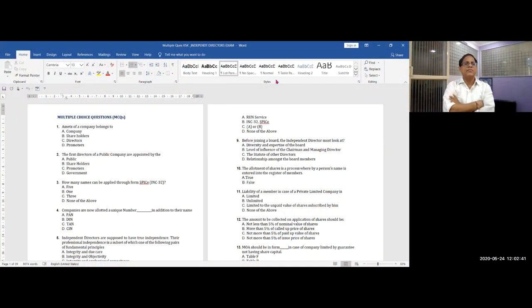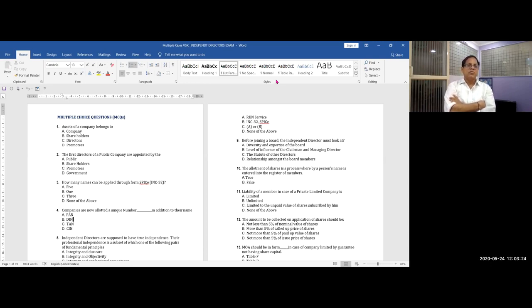So, dear friends, we are discussing the multiple choice questions for those of you who are appearing for the independent director's exam. The first question before us is this: the assets of a company belong to A. the company, B. shareholders, C. directors, or D. promoters. That is the question. What is the correct answer? The correct answer is company.